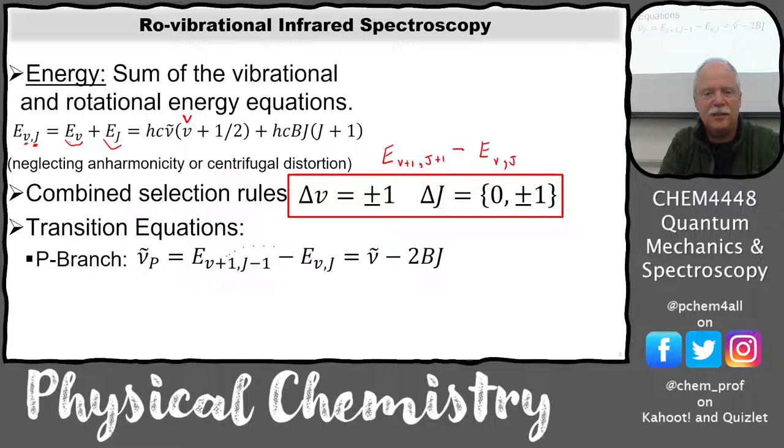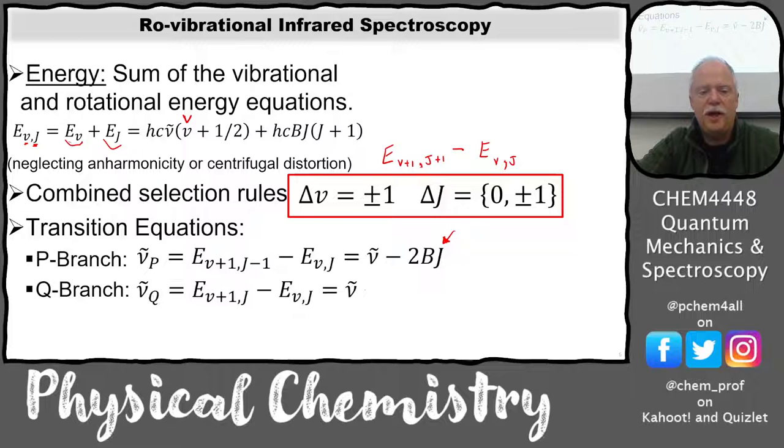And so you see this is the difference that you get for the transition, and here's the equation based upon the quantum numbers. Okay, so we have it in terms of the J quantum number. The V quantum numbers are 0 to 1, so they've all canceled out. So we have this is the vibrational frequency, and then this is the rotational constant and the J quantum number.